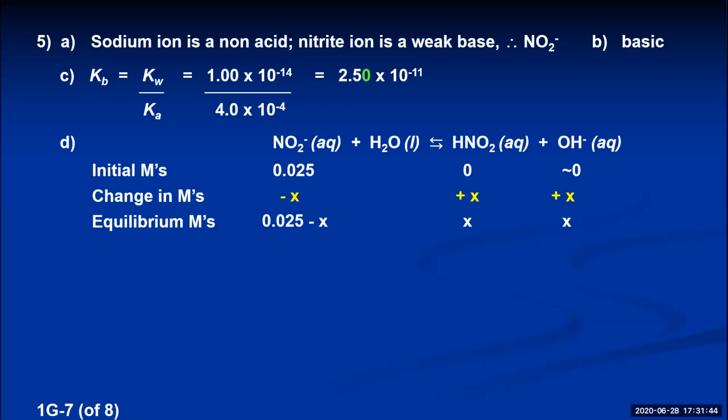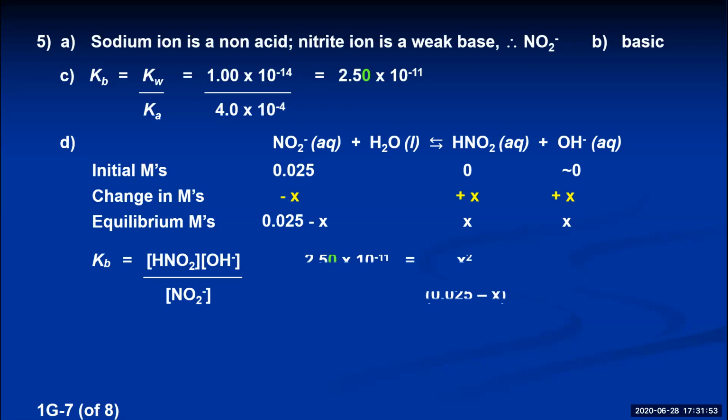The equilibrium constant expression for this will equal the Kb for the nitrite ion. That'll be nitrous acid times hydroxide over nitrite. We have calculated the Kb value from above, 2.5 times 10 to the minus 11th. And if we ignore the x in the denominator, we can say that is equal to x squared over 0.025 and solve for x. And x comes out 7.9 times 10 to the minus 7th, which is smaller than 5%, so we can accept this as our x value.